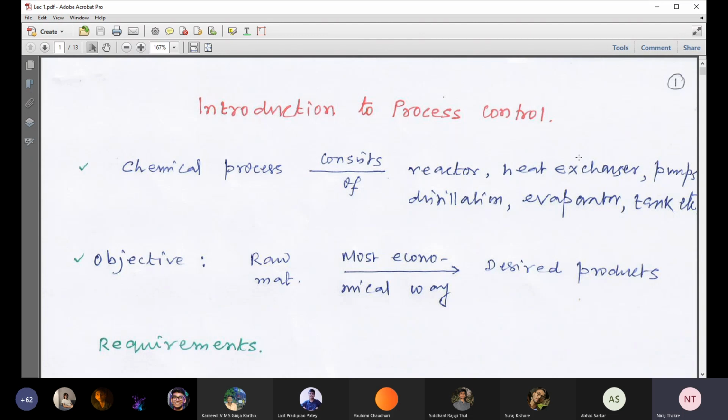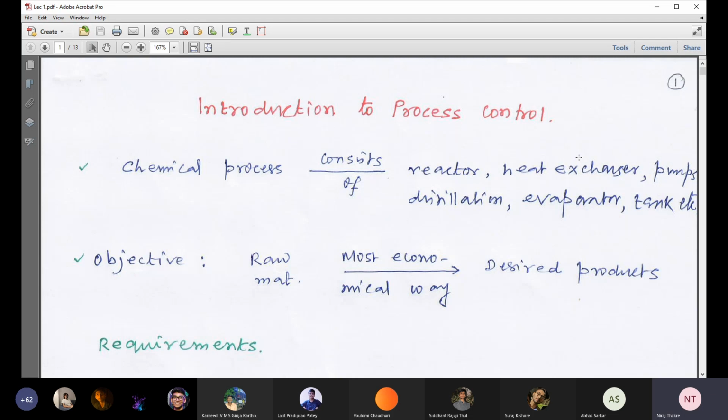Just a few of them are reported here, like reactor, heat exchanger, pump, compressor, absorption column, desorption column, stripping column, distillation, evaporator tank, etc.